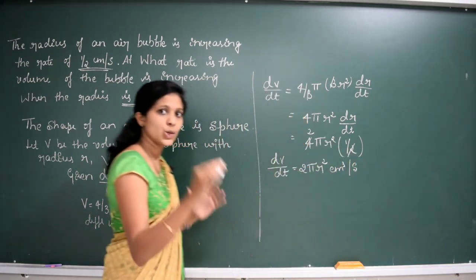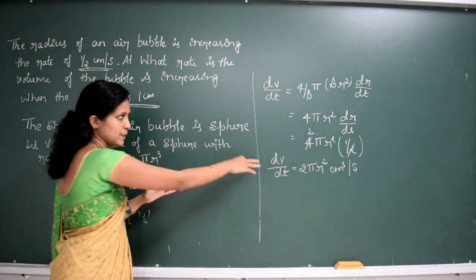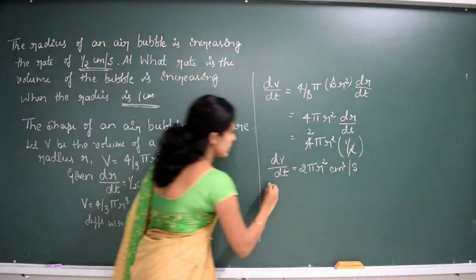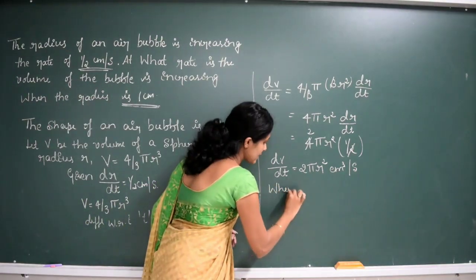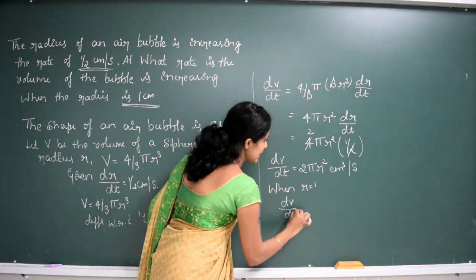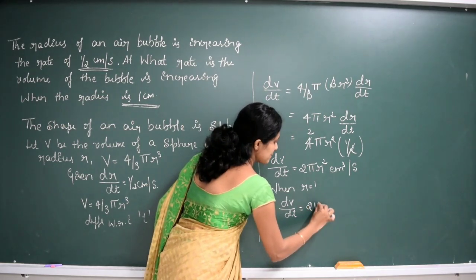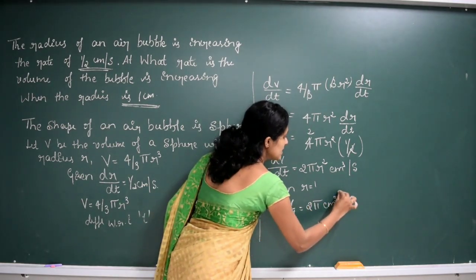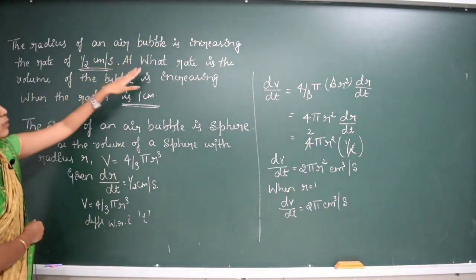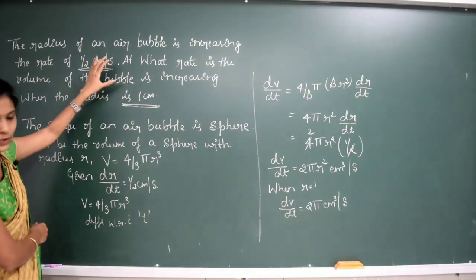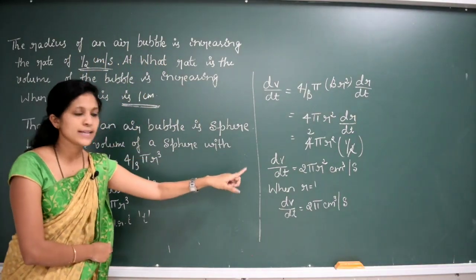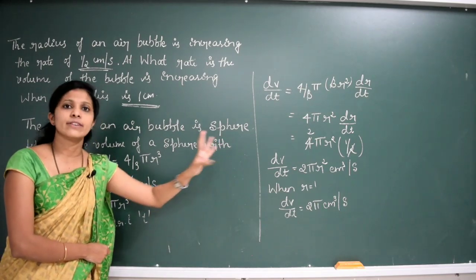But one more thing is given. You have to find the rate of change of the volume of the sphere with respect to t when the radius is equal to 1. So when the value of r is equal to 1, what happens here? This is now dv by dt is equal to 2 pi centimeter cube per second. Therefore, finally you have to write: the volume of a bubble is increasing at the rate of 2 pi centimeter cube per second when the value of r is equal to 1.